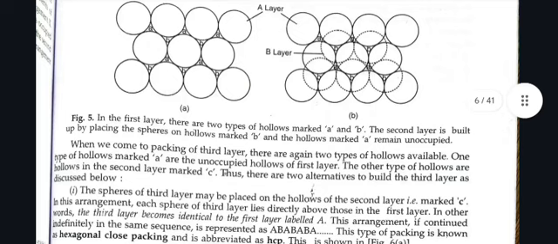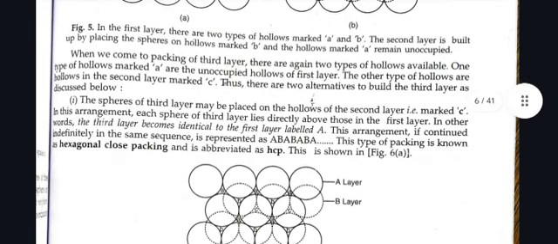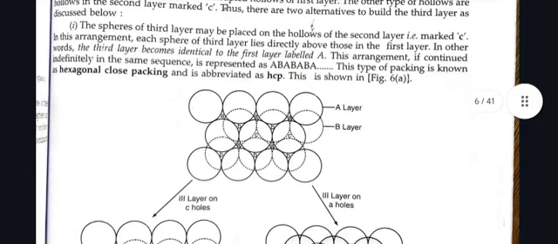When we come to the packing of the third layer, there are again 2 types of hollows available. One type of hollows, marked A, are the unoccupied hollows of the first layer. The other type of hollows are the hollows in the second layer, marked C. Thus, there are 2 alternatives to build the third layer, as discussed below. The spheres of the third layer may be placed on the hollows on the second layer, that is, marked C. In this arrangement, each sphere of the third layer lies directly above those in the first layer. In other words, the third layer becomes identical to the first layer, labeled A.